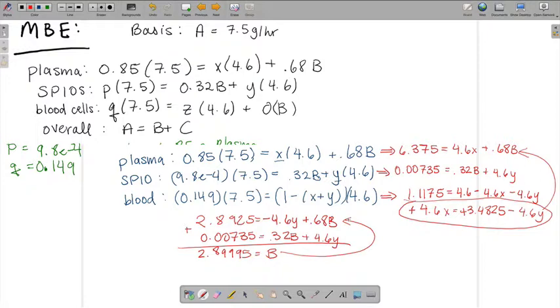So we can also say that 2.8925 minus 0.68b is equal to 6.921. So that divided by negative 4.6 gives us our y, which is negative 0.2001.